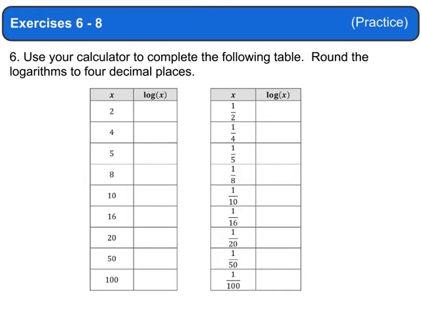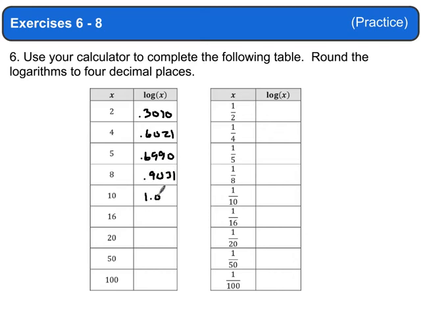If we look at number 6, it gives the same idea. They give us these log values here. And so if we did log 2, this would be 0.3010. Log 4 would be 0.6021. If we did log 5, that would be 0.6990. Then we would have 0.9031.